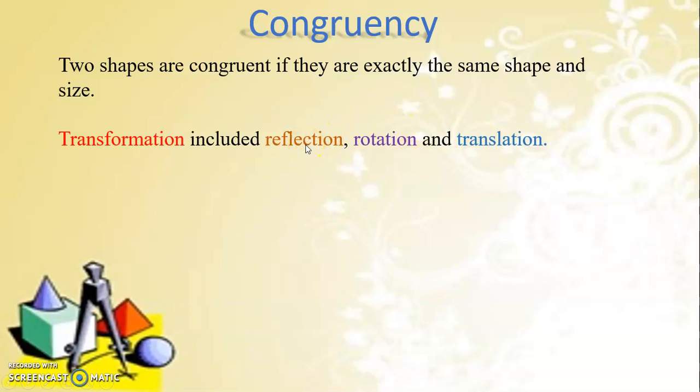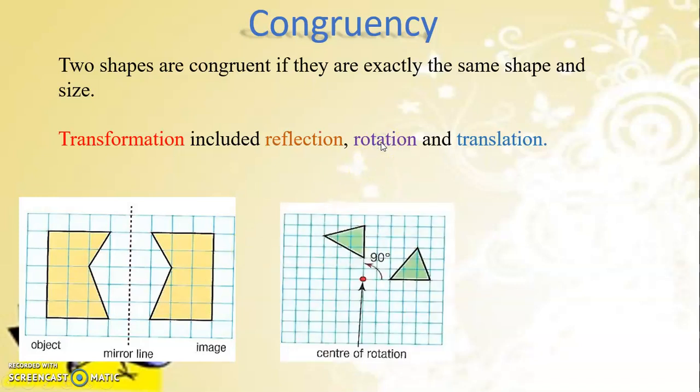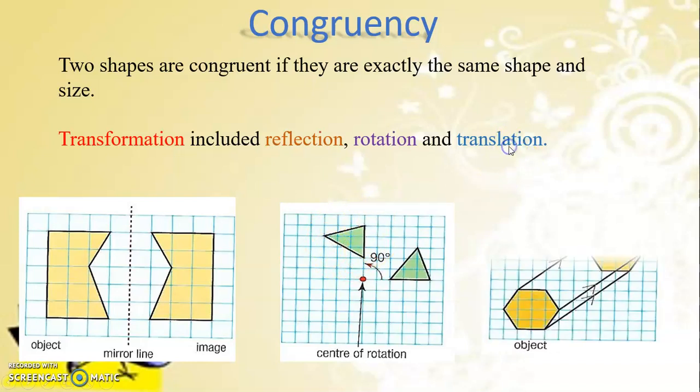Let us start with the reflection. The shape is reflected to the other side, but still, it doesn't change the size and the shape. Next is rotation. The shape is rotated 90 degrees to the other side, but still, it doesn't change the shape and the size. Translation. The object is translated to the other side, but still it doesn't change the shape and the size.